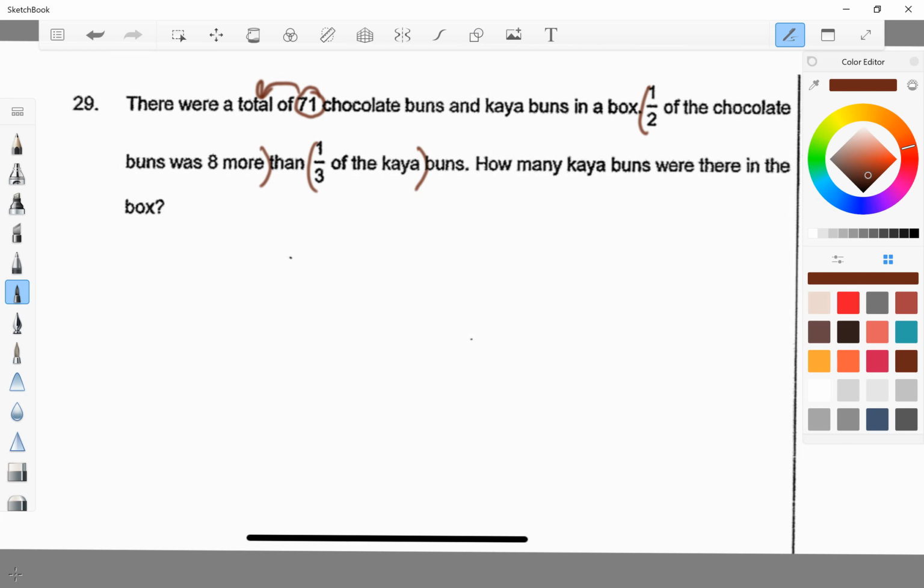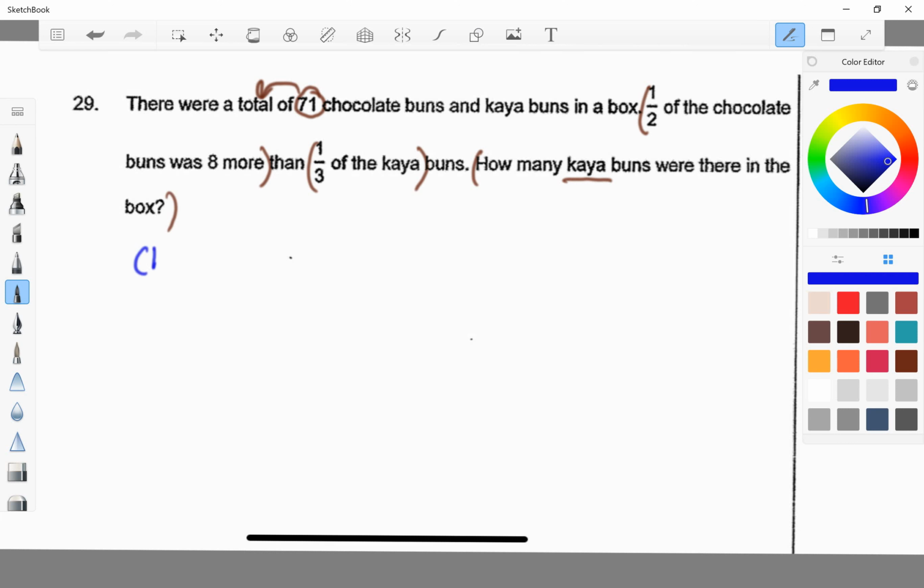As to how I need to solve this question, please hang on all the way till the end of the video, as you watch how I actually draw the model, because the model is the key to solving this question. Further on, how many kaya buns were there in the box? So that's important to me. And now that I've done my basic annotations, I'm going to start my model drawing.